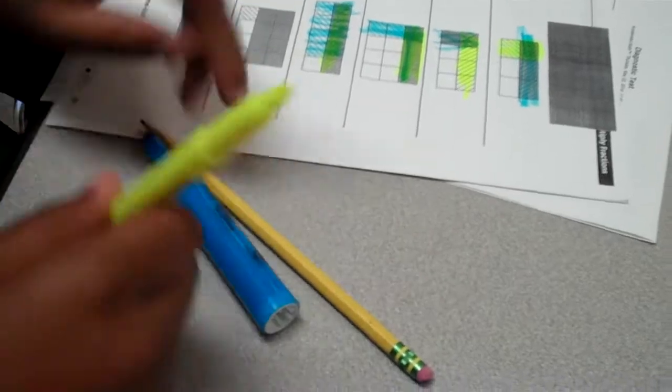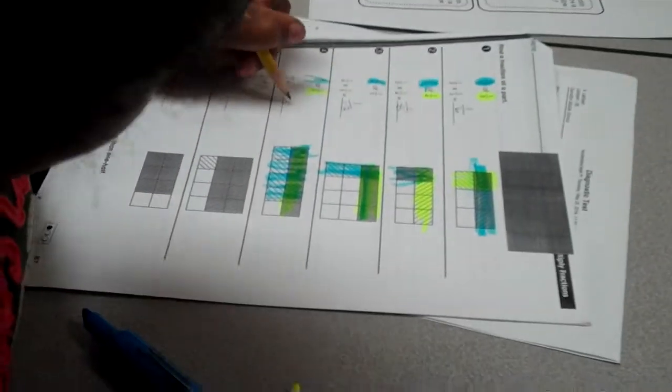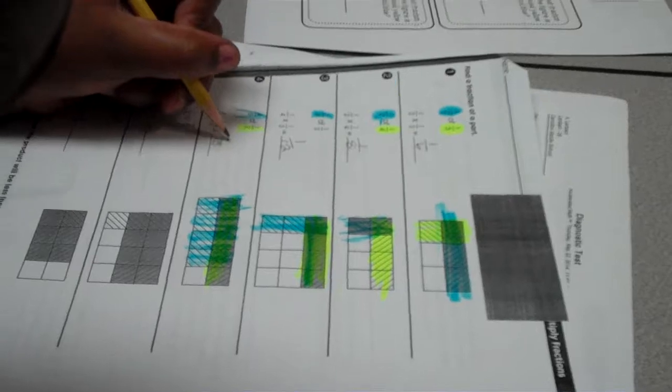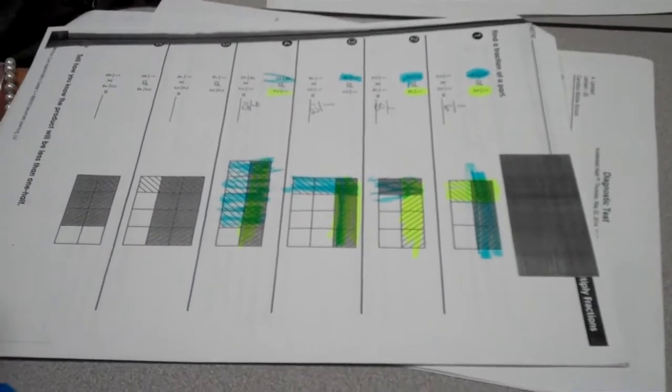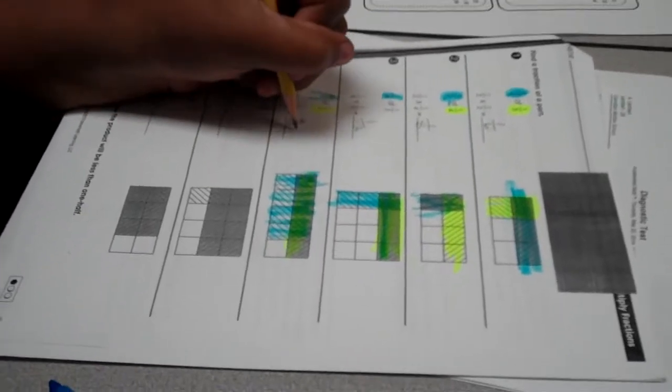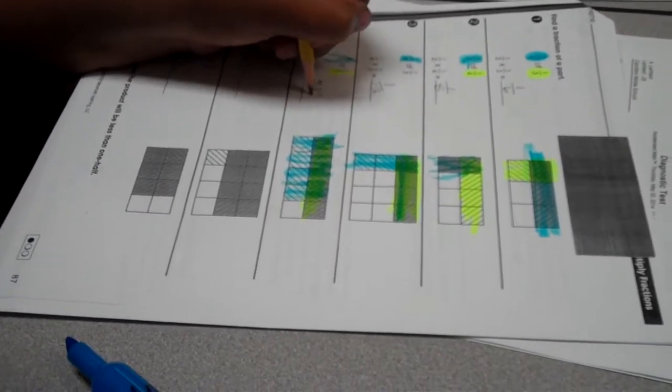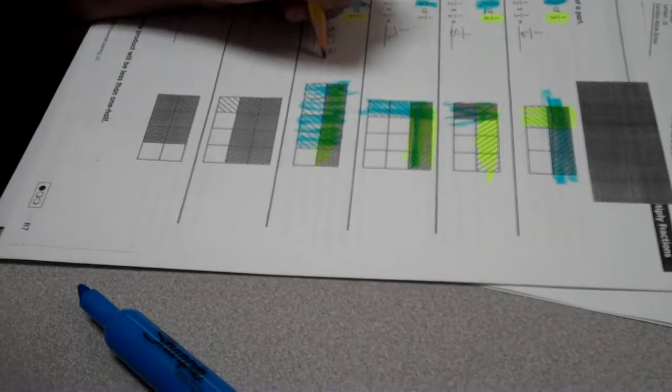All right. Now, what then would our fraction be? 4/10. Good. Okay. Now let's simplify. What can go into a 4 and a 10? 2. Okay. Divided by 2. Good. You get 2/5. Perfect.